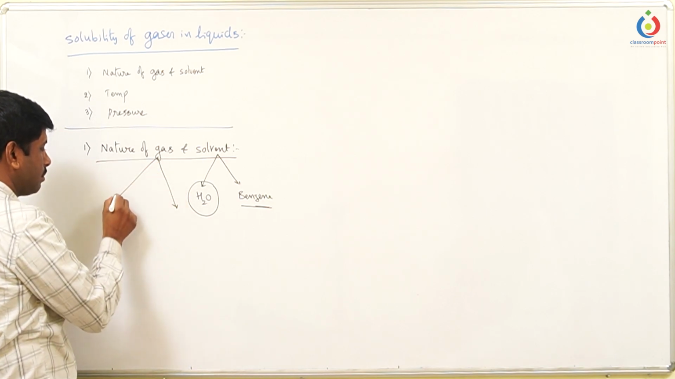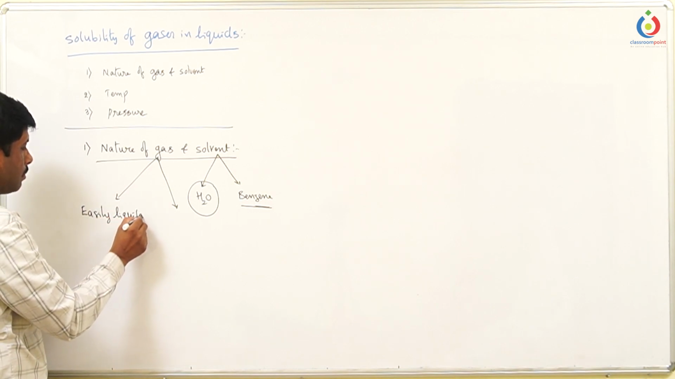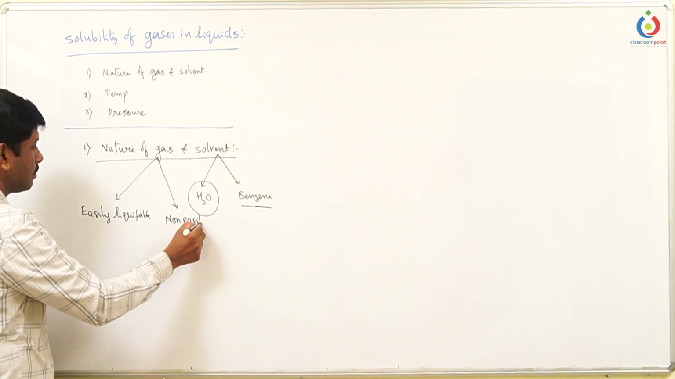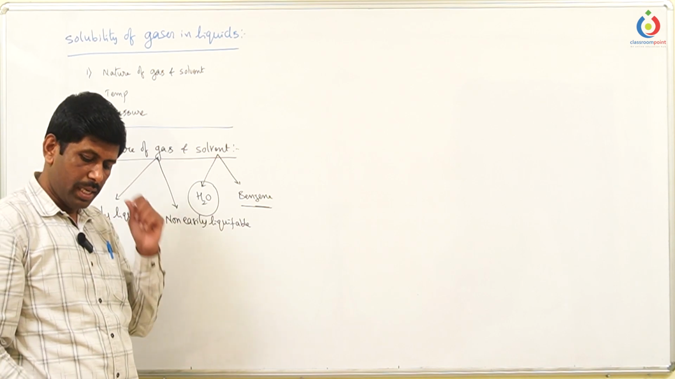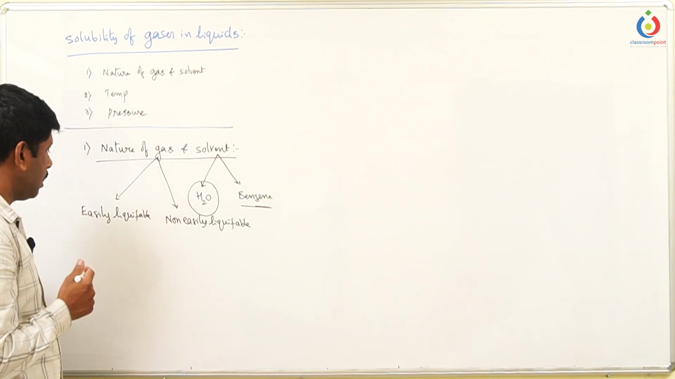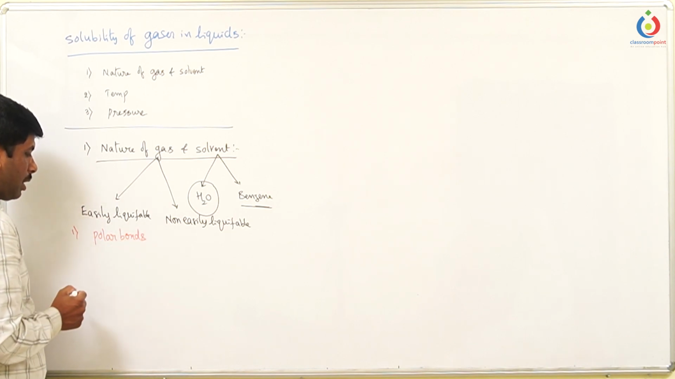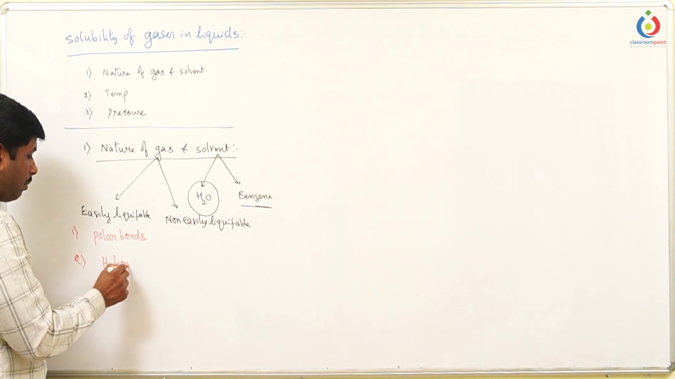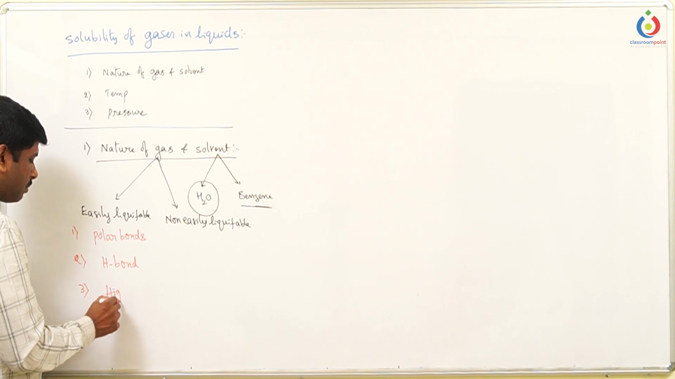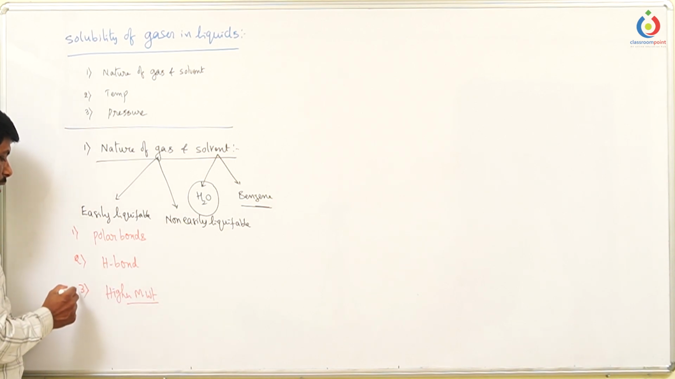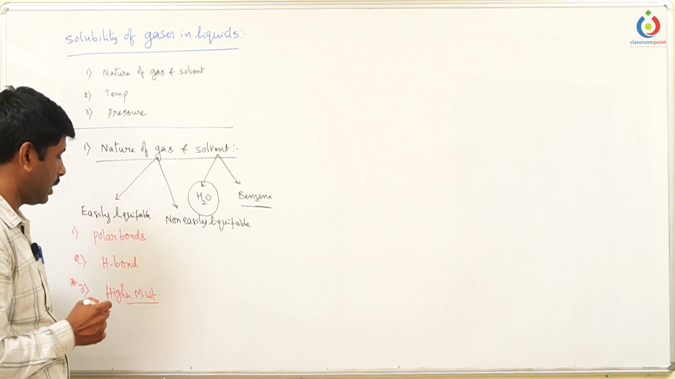So here gases are of two categories. They are easily liquefiable gases and non-easily liquefiable gases. So what are the easily liquefiable gases? The gases which can be liquefied very easily are known as easily liquefiable gases. Usually the gases with polar bonds are easily liquefiable. Second, if they are able to form hydrogen bonds, then they are easily liquefiable gases. And third, higher molecular mass. This depends on the various gases. Higher molecular mass means they can also be liquefied because van der Waals forces are more.